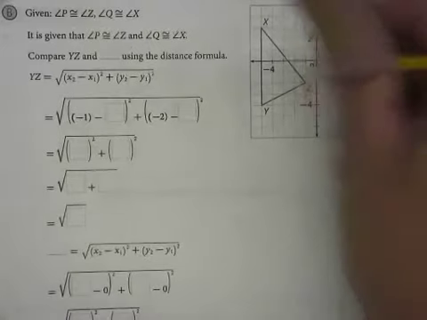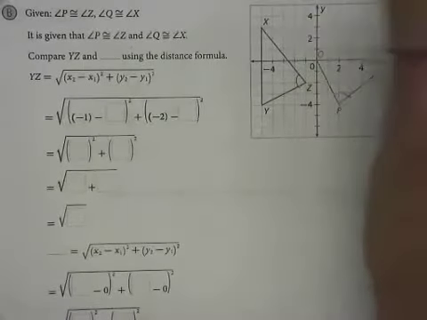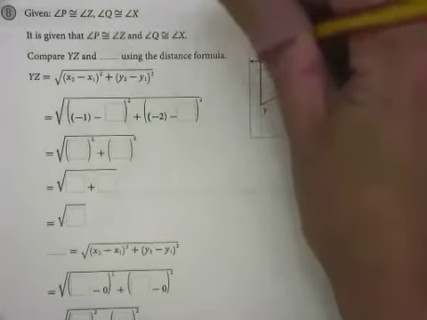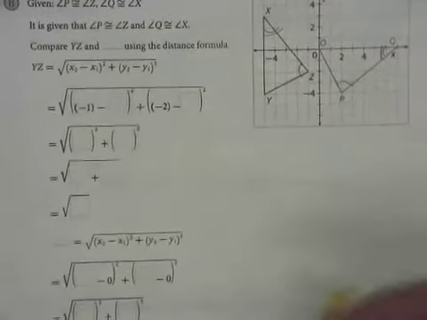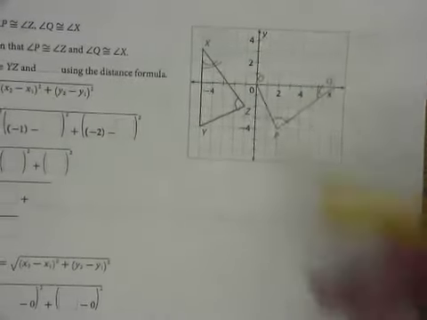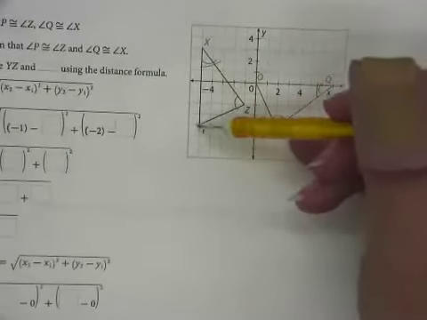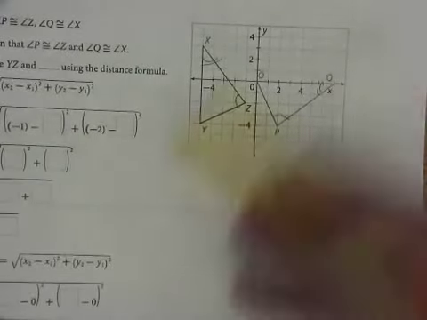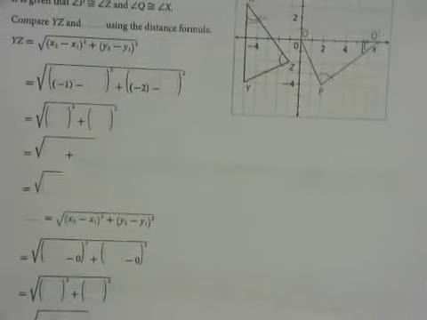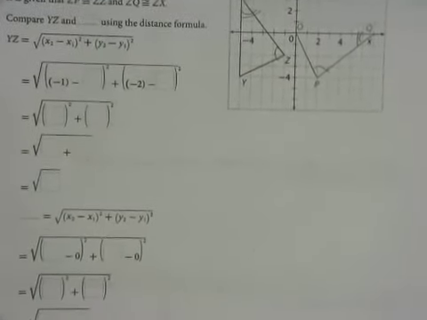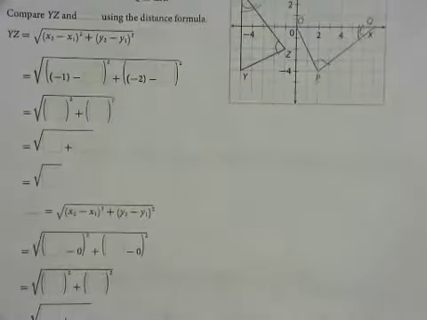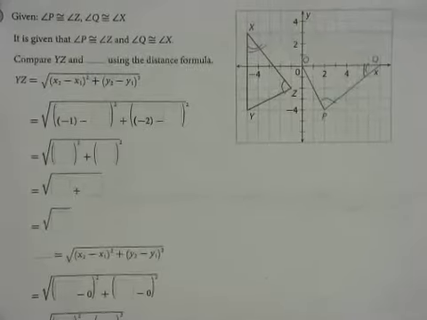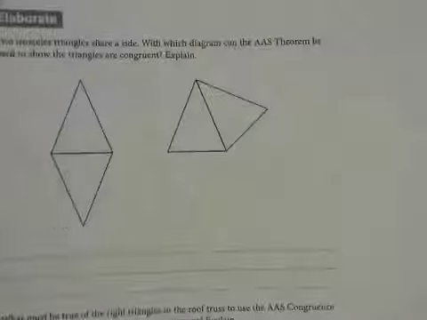Look at what they have. They have angle P congruent to angle Z. They have angle Q congruent to angle X. And then instead of doing what any common sense citizen would do, which is find the length of this vertical segment and this horizontal segment and compare them, no, no, no. They've got you using the distance formula. That just doesn't make any sense. So that's why I'm not doing this.